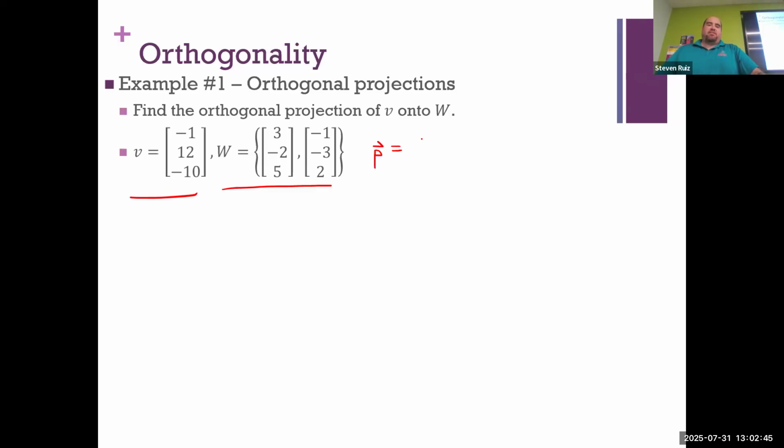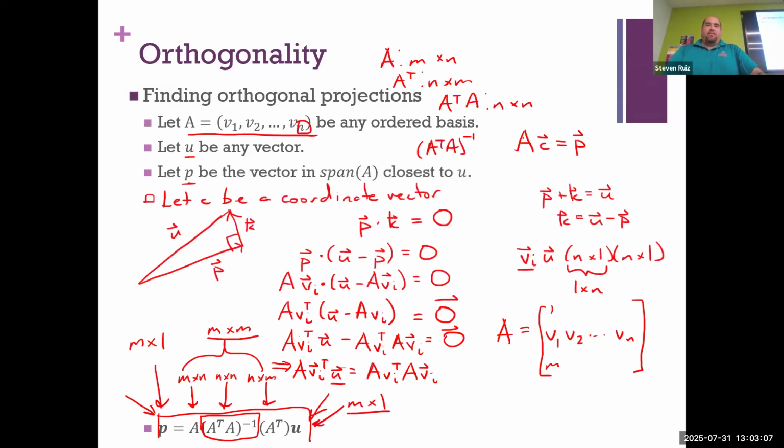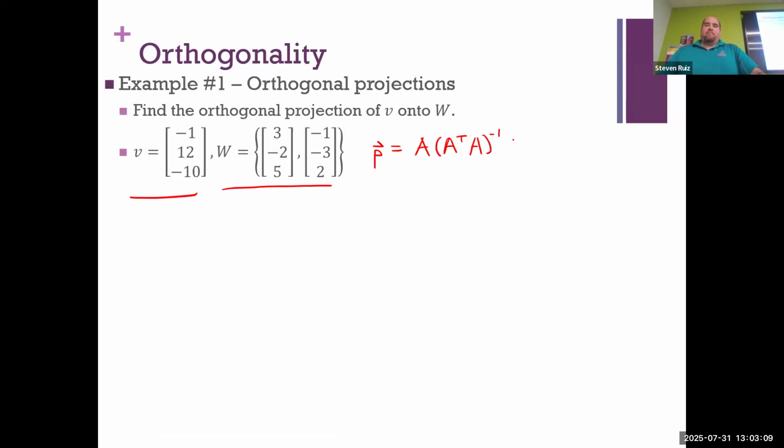So what's my matrix calculation I'm doing here? A times A transpose. Is that it? My memory is failing me. There was another A transpose. Okay.